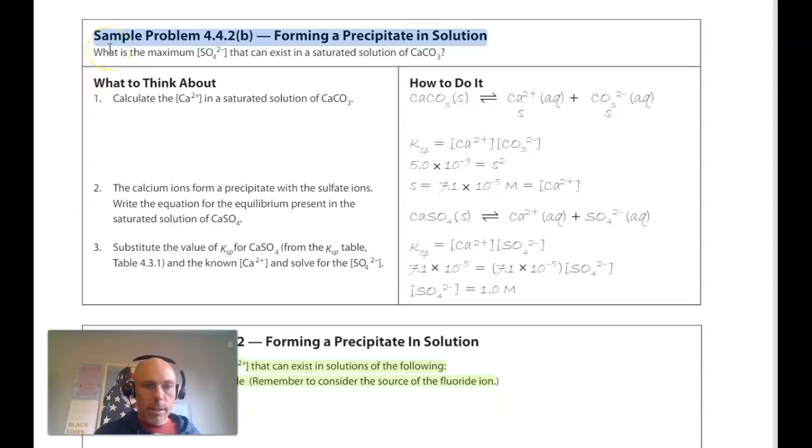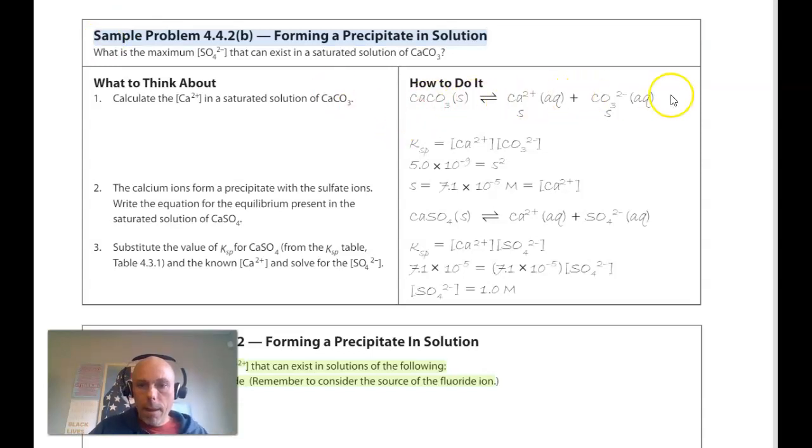All right, this one says, what is the maximum concentration of sulfate ions that can exist in a saturated solution of calcium carbonate? It's really asking us something similar. The maximum concentration that can exist would also be the concentration that would start precipitation, and if we wanted to take it one step further, we could figure out what the mass of a certain salt is. So similar problem, just 2 steps fewer.